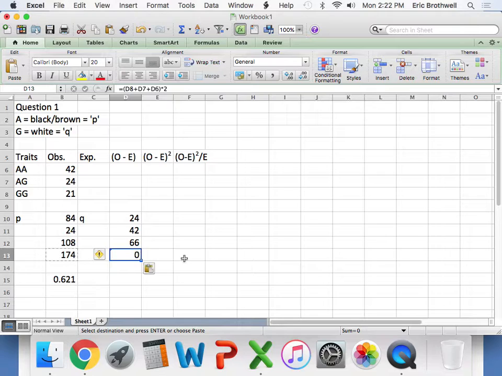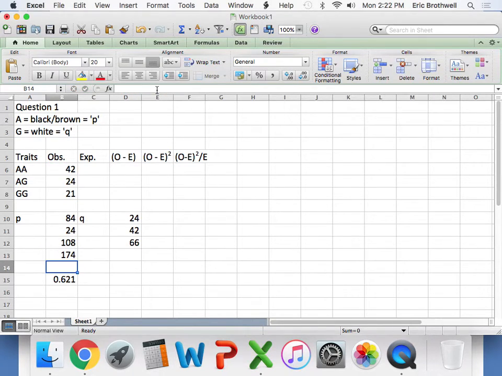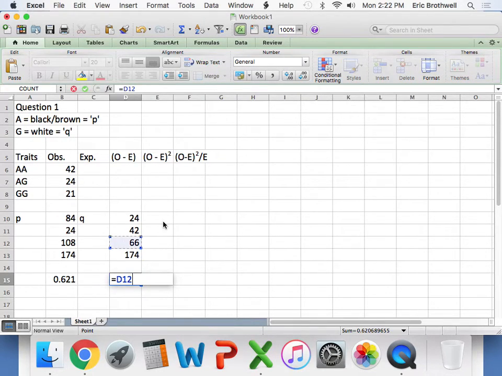I'm going to copy and paste this over here. It says 0. That's because I need to tell it to look in the same spot. Dollar sign, dollar sign, dollar sign, dollar sign means don't change. Sweet. Copy, paste. Oh. Equals there divided by there.